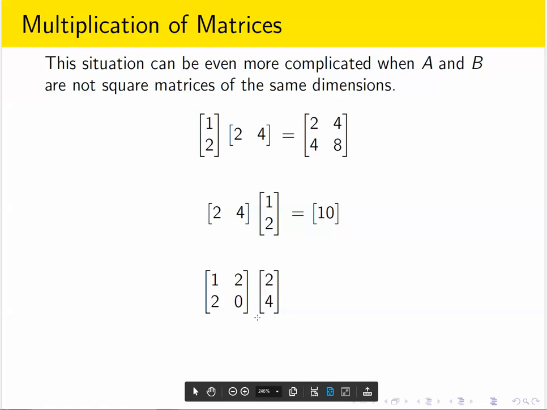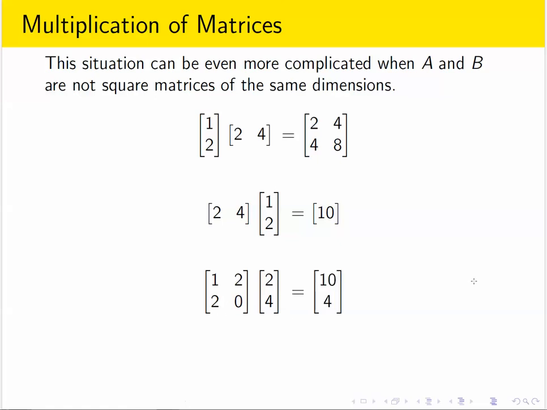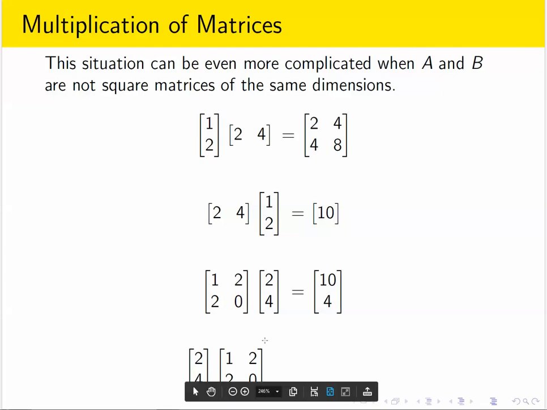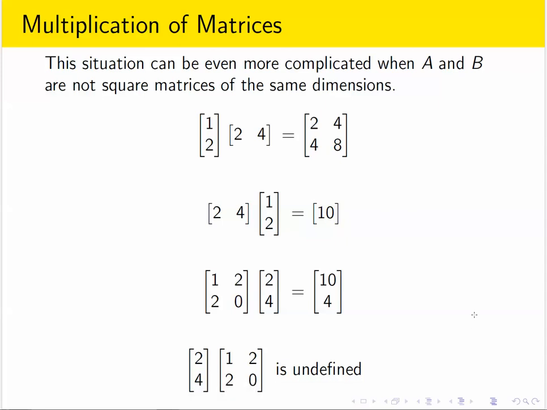Here I have a 2 by 2 and a 2 by 1. The result of that is a 2 by 1. But if I change the order, 1 by 2 and 2 by 2, now I get something that isn't even defined. That's because the first matrix here is 2 by 1, the second one is 2 by 2, and because these inner values don't match, the matrices cannot be multiplied together in that order.